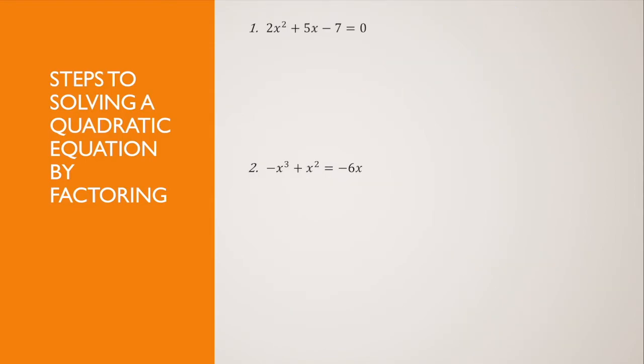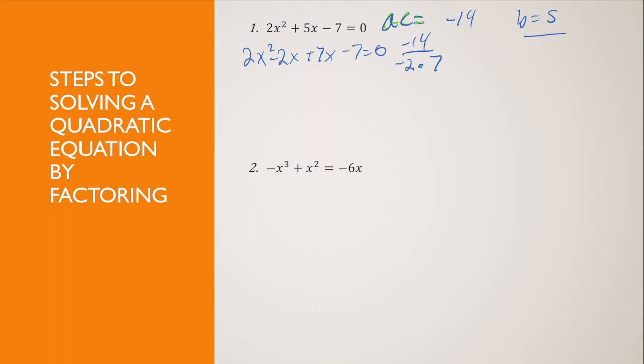A couple more examples. If I have 2x squared plus 5x minus 7 equals 0, well, what are the factors of AC, which is negative 14, that add up to 5, which is our B? Well, negative 14 factors into a negative 2 times 7, which add up to a positive 5. So 2x squared minus 2x plus 7x minus 7 is 0.